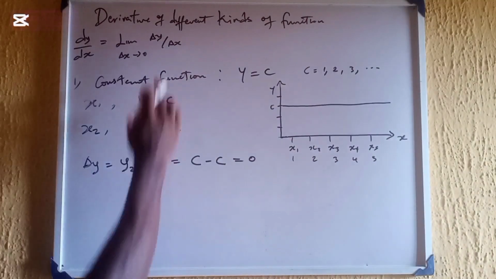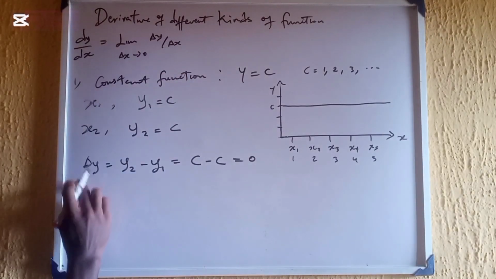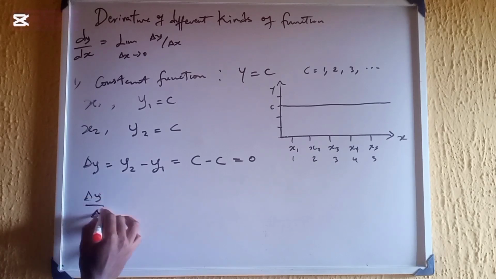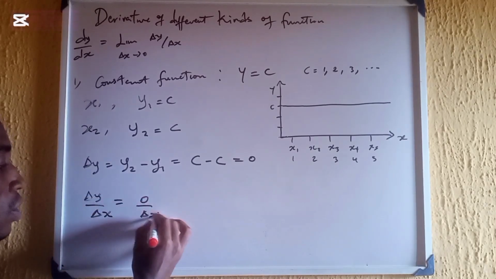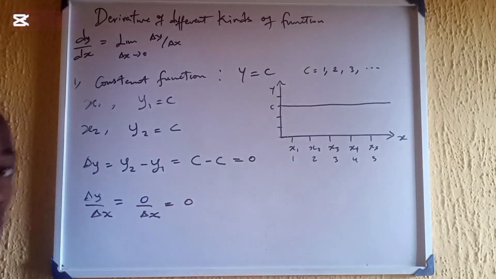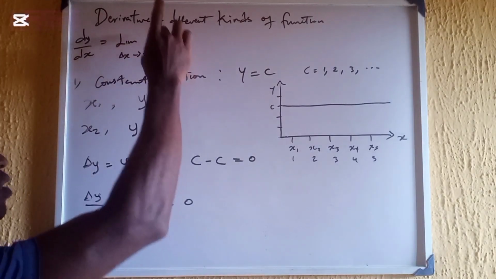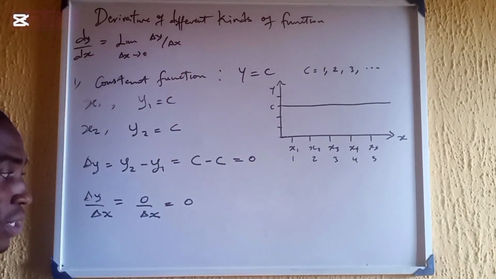But remember that we are looking for change in y over change in x. So what do we do? Divide this by change in x. So change in y over change in x is equal to 0 over change in x, which is also what? 0. Now we are looking for the limit of this slope, that's change in y over change in x, as change in x tends to 0.